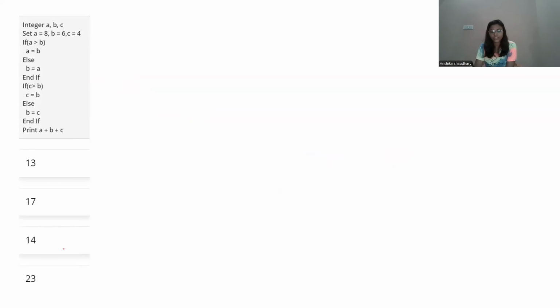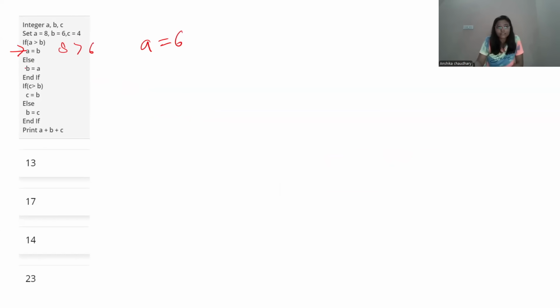The next question is we have three integers A, B, C. We have a equals 8, b equals 6 and c equals 4. If a is greater than b, so 8 is greater than 6, yes, this condition is true. So here a assign b. That means a assign b. So b value is 6. 6 will be assigned to a.